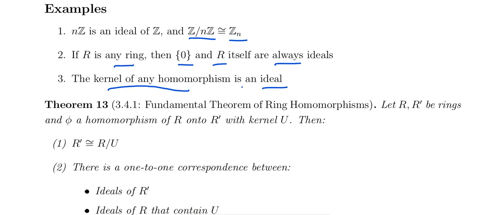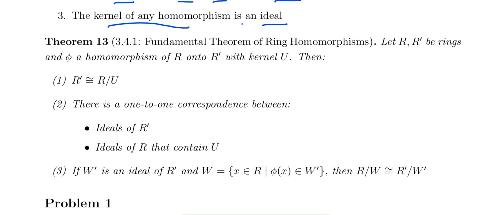These are some properties. Fundamental theorem of ring homomorphism: R dash is a ring and pi is a homomorphism of R onto R dash with kernel U. Then R dash and R by U are isomorphic, because of the natural homomorphism from R to R by U. So R dash is isomorphic to R by U. There is a one-to-one correspondence between the ideals of R dash and the ideals of R that contain U.